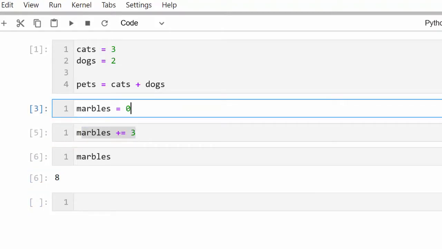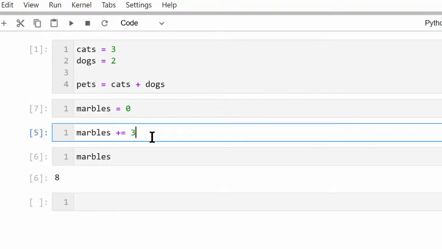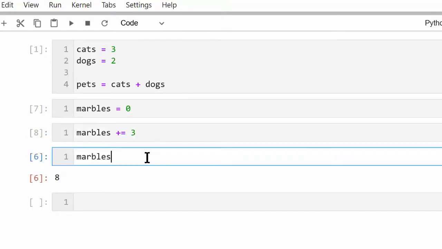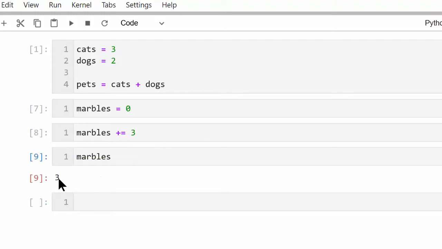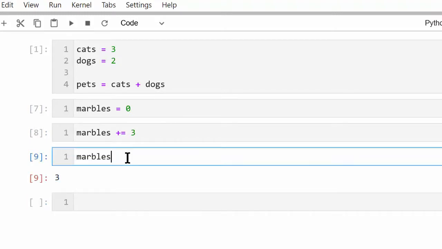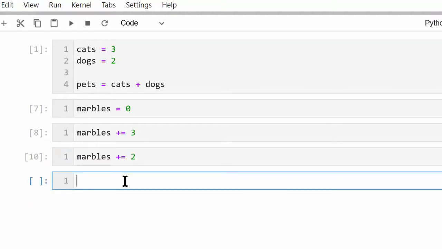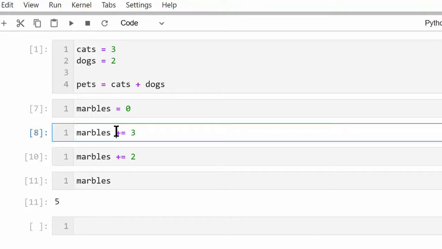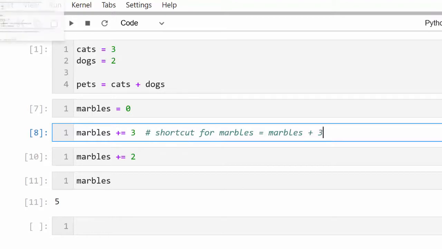If you want to start all over again, marbles equals 0, marbles plus equals 3. So you're adding 3 to the variable marbles. And how many marbles do you have? 3. 0 plus 3 is 3. Now if you say marbles plus equals 2 more, and then if you type in marbles, 3 plus 2 is 5. So plus equals is a shortcut for marbles equals marbles plus 3. So that's about the plus operator.